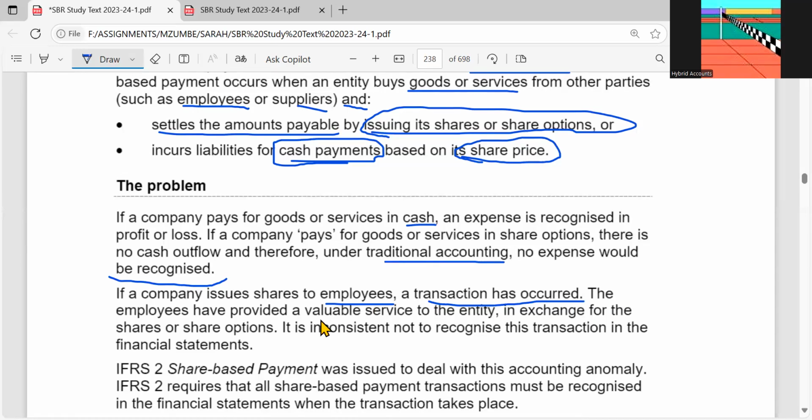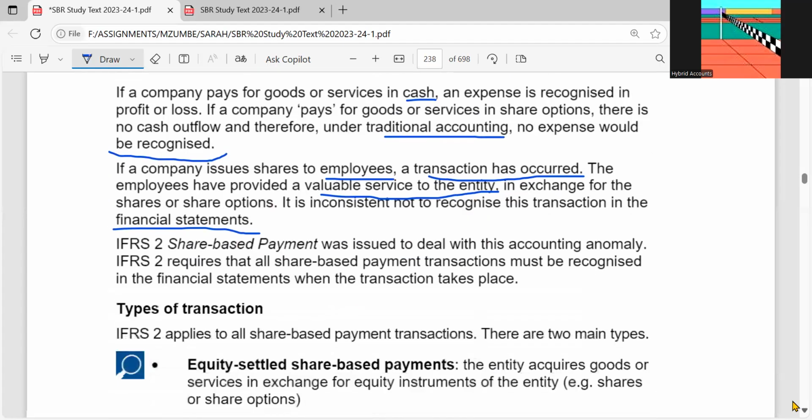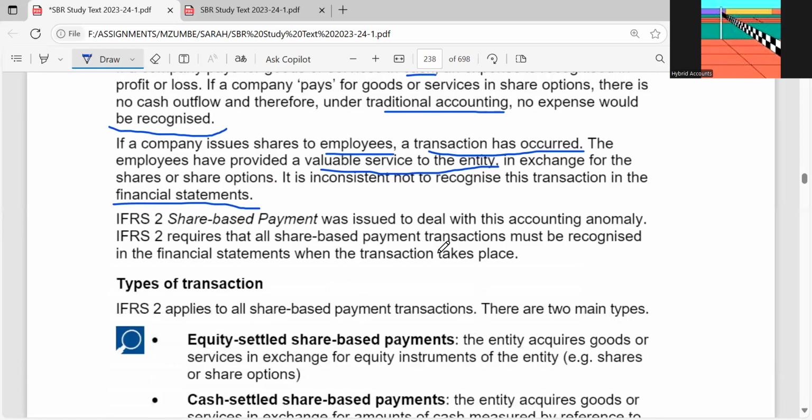You see, the employees have provided a valuable service to the entity. So the entity is obliged to do something in exchange for the shares or share options. And so it is inconsistent not to recognize the transaction in the financial statements, because a transaction has occurred. We record transactions. So IFRS 2 was issued to deal with this anomaly. That's why we say it requires that all share-based payment transactions must be recognized in the financial statements when the transaction takes place. So it's just a normal transaction like the others, just one among the others.